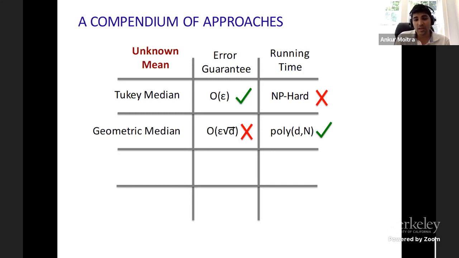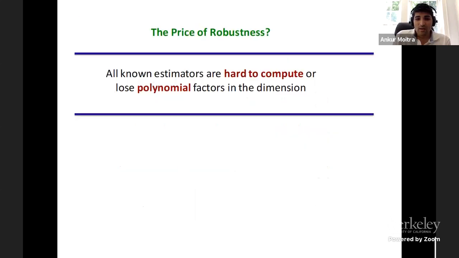But you can do this exercise for all of the estimators that have been proposed in the literature. Everything that has a great dimension-independent error guarantee turns out to come with this hidden gotcha that you can't actually compute the thing. So, in my field, in theoretical computer science, we love the phrase, the price of. So maybe this is just kind of the price of robustness, because all these known estimators are either hard to compute in high dimensions, or we lose some polynomial in d factors in our robustness guarantee.